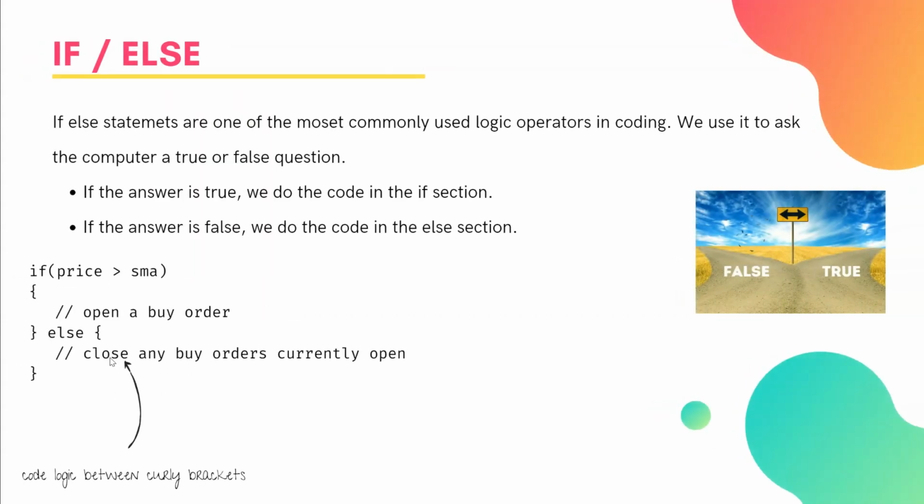So then we can write our code between the curly brackets. So we can say we want to close any buy orders currently open. So here's a statement: if price goes above the SMA, we're going to open a buy order, and if it goes back below the SMA, that statement there will be false. We want to close any buy orders that we currently have open.